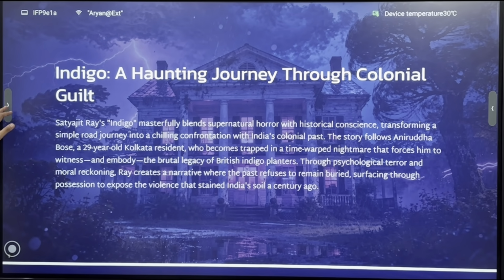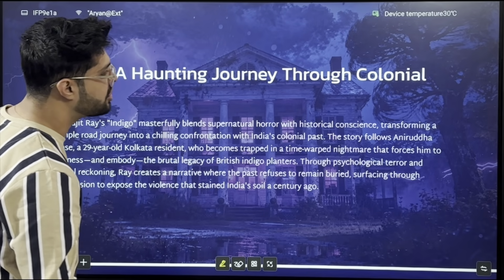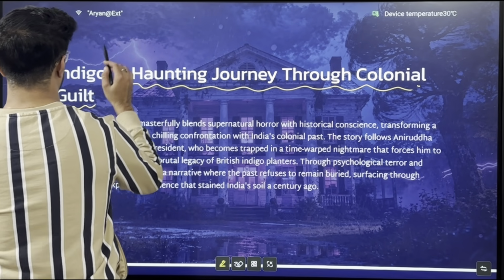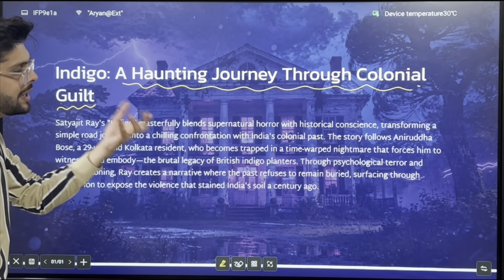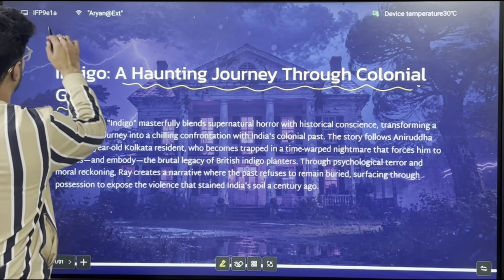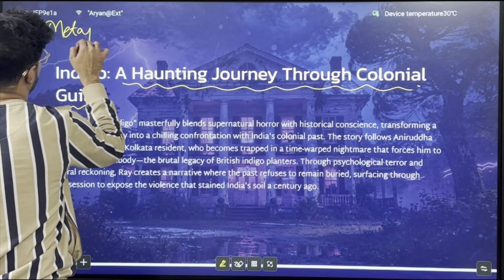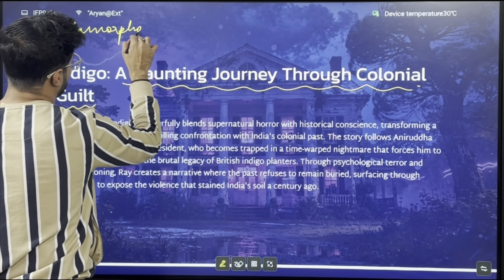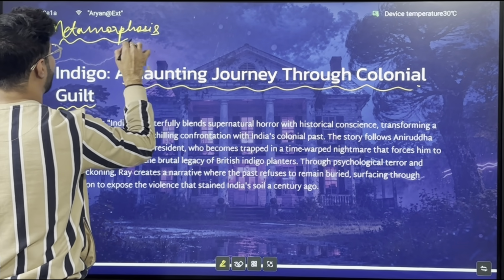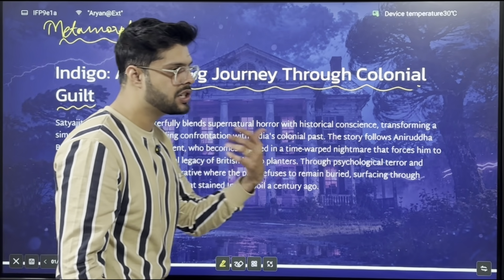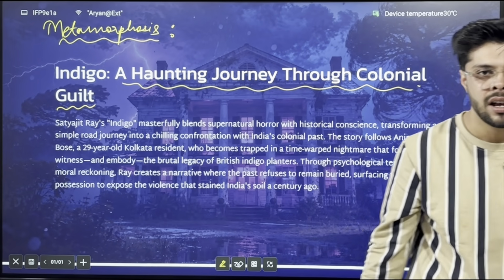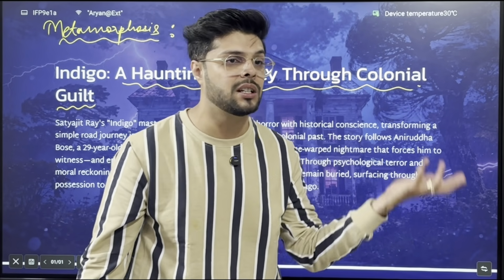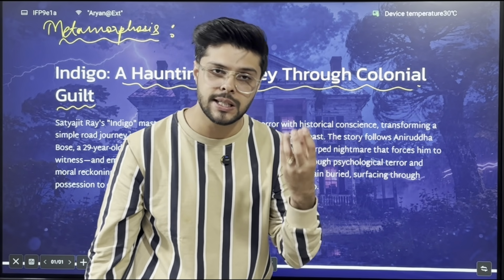Now, Indigo by Satyajit Ray is basically a haunting journey through colonial guilt. The story is about Aniruddha Bose, the main protagonist, and his experience where he undergoes metamorphosis. It is a process of transitioning of a person from one thing to another, or rather being possessed by somebody else's experience and being able to feel that experience of the other person. That is what metamorphosis means.